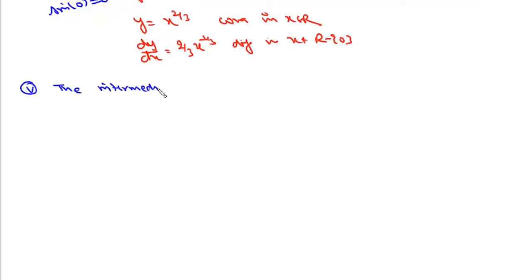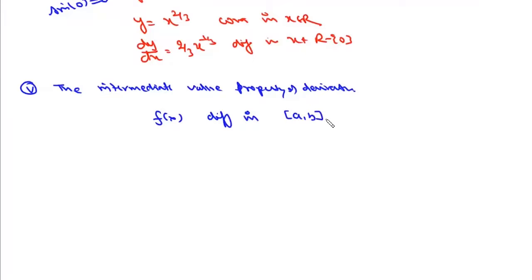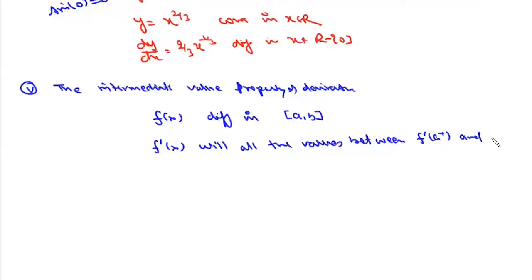And this fifth one is actually the intermediate value property of derivatives, and it says, if we have a function f(x) which is differentiable in this closed interval [a, b], then in this interval f dash x will take all the values between f dash a positive and f dash b negative.